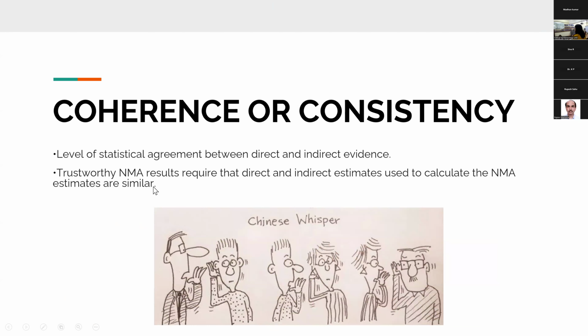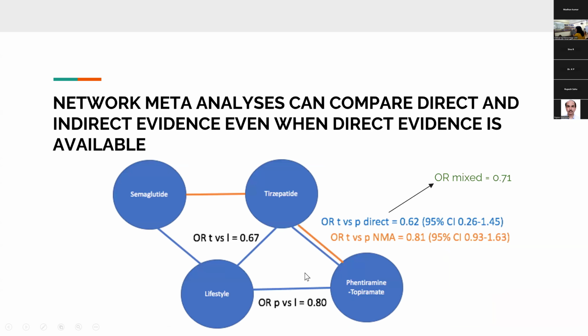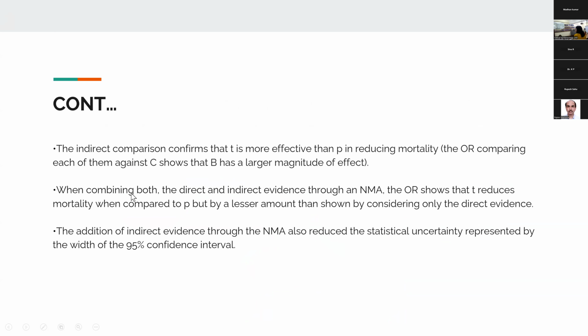The next principle is coherence or consistency. So coherence means, I'm just going to go back to my prior example. The direct evidence and the indirect evidence both said that tirzepatide is better than phentermine topiramate. However, if our indirect odds ratio was say 1.8, your direct evidence is saying tirzepatide is better, your indirect evidence is saying the complete opposite. So it's incoherent. There is something wrong, either something wrong with the studies that did the direct evidence, or something wrong in the calculation of the indirect estimate. So this is called incoherence.